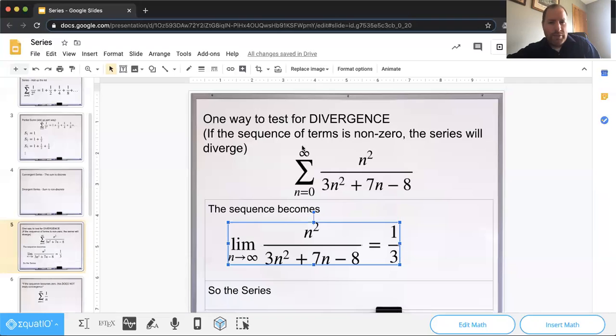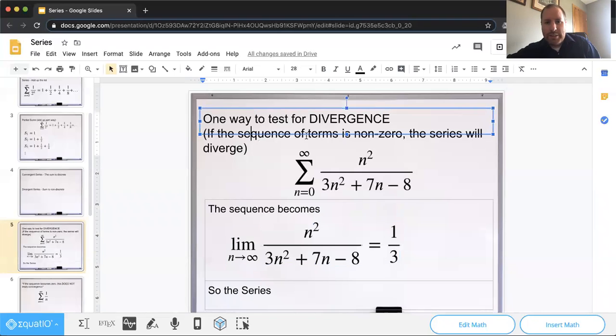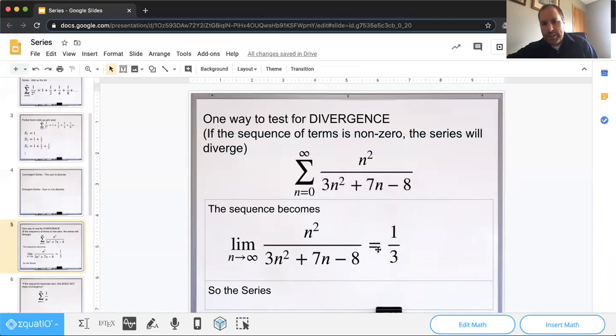And if we think about that for a little bit, it makes sense why this thing would end up diverging, because the sequence goes to something that is non-zero. Basically, we're going to add up a bunch of numbers, and then eventually we get to a point where we're essentially taking one, like this goes to 1/3. So we're essentially going to be doing 1/3 plus 1/3 plus 1/3 plus 1/3 plus 1/3.